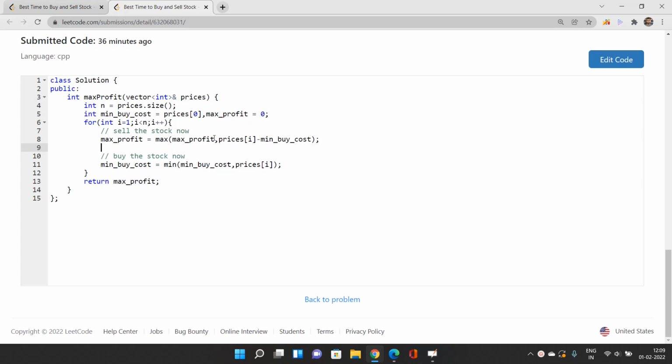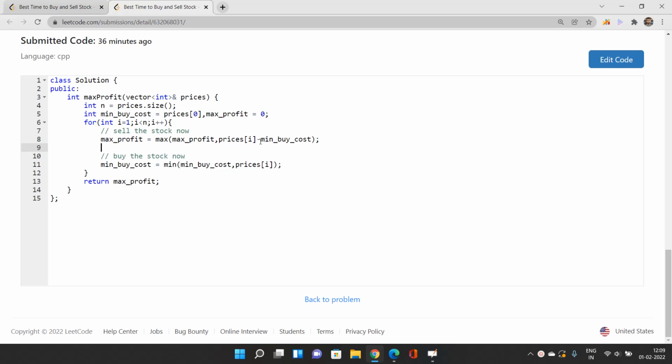And we need to take the maximum with the already found maximum value, because the maximum profit can come from selling on any of the particular days, like among 0 to n minus 1. So we need to take the maximum with all the profits that we have found till now.